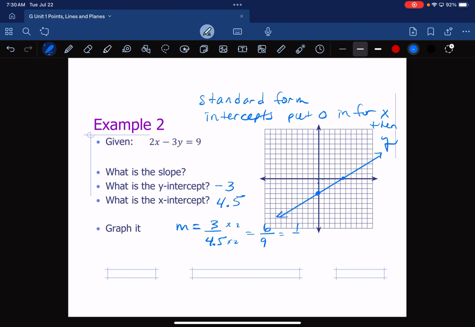Oh, excuse me, not 1. 3 goes into each of those. I can make this 2/3. So there's my slope, 2/3.